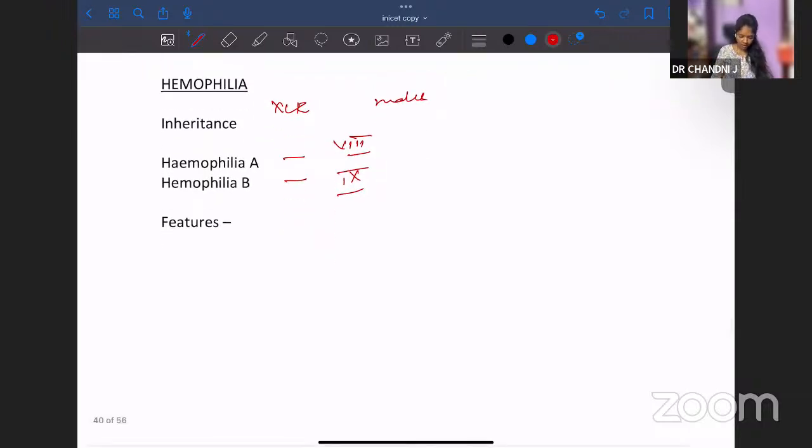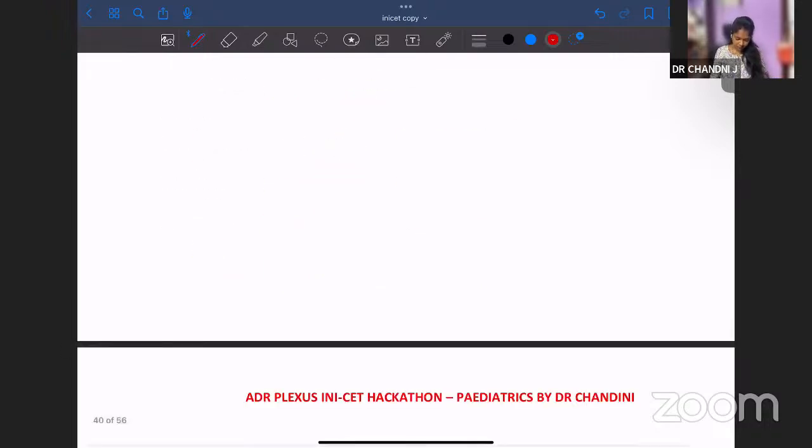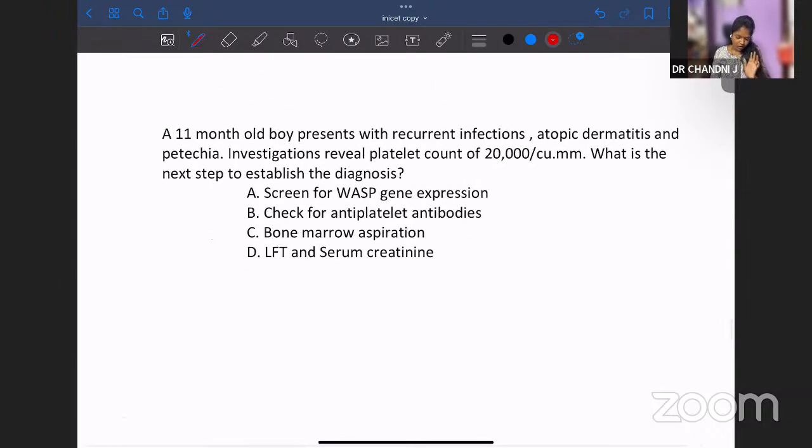Features, I told you, joint bleed. So hemarthrosis is the hallmark. They will have joint bleed, hemarthrosis, and other organ bleeding also, sometimes very severe intracranial bleeding. How will you treat? Factor replacement. So treatment is factor replacement. Clear? Now, we'll continue.